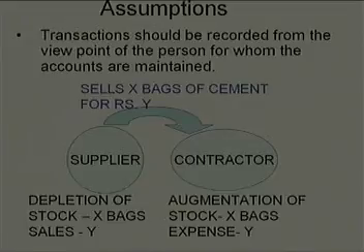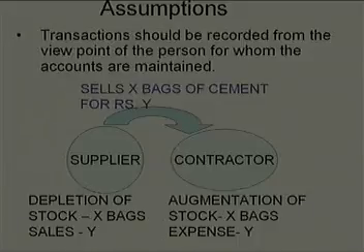Going back to this example, in the supplier's account book, stock will get reduced by X bags. So, there would be depletion of stock, a decrease of stock by how much? X bags. And his sales would show a value of Y, because he has sold this many cement bags for rupees Y. So, there will be a sale of Y besides a depletion of stock equivalent to X bags. So, this is as far as the supplier's account is concerned.